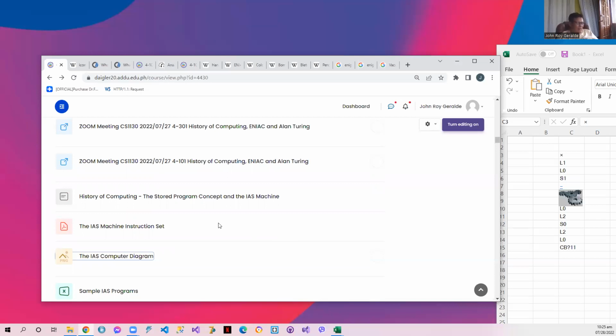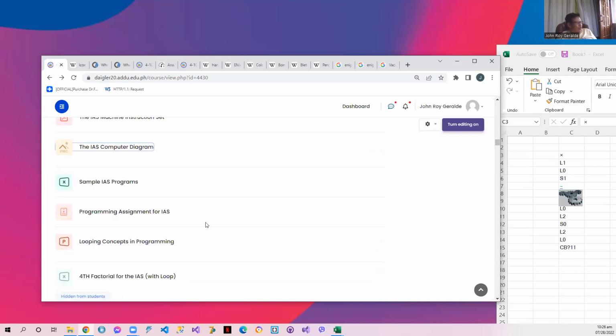Maybe Vincent Atanasoff and Clifford Berry can be included, lightly, but not at the same level. The biggest contribution was from John von Neumann in terms of modern computing. Do you follow? We will look at that, and then we will also do sample programming in the IAS programs.